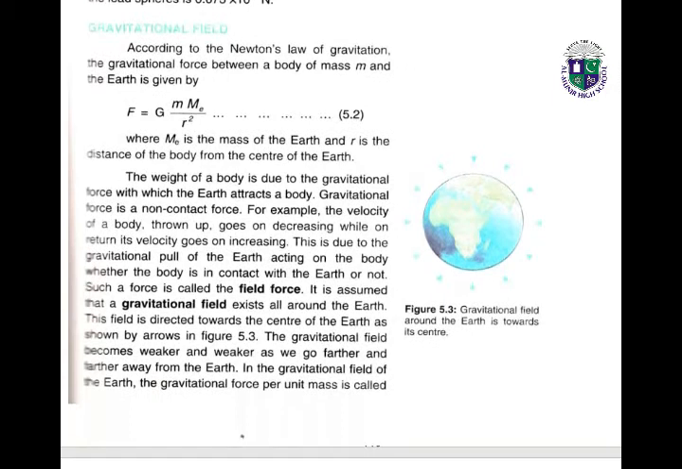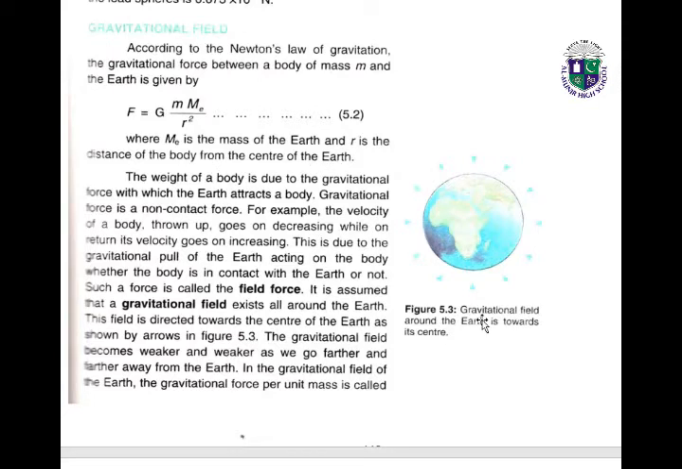Next, what is gravitational field? After learning about the gravitational force, we have the topic of gravitational field. According to Newton's law of gravitation, the gravitational force between a body of mass m and the earth is given with the help of this formula, where the small m represents the mass of the body, M e represents the mass of the earth, and r is the distance of the body from the center of the earth.